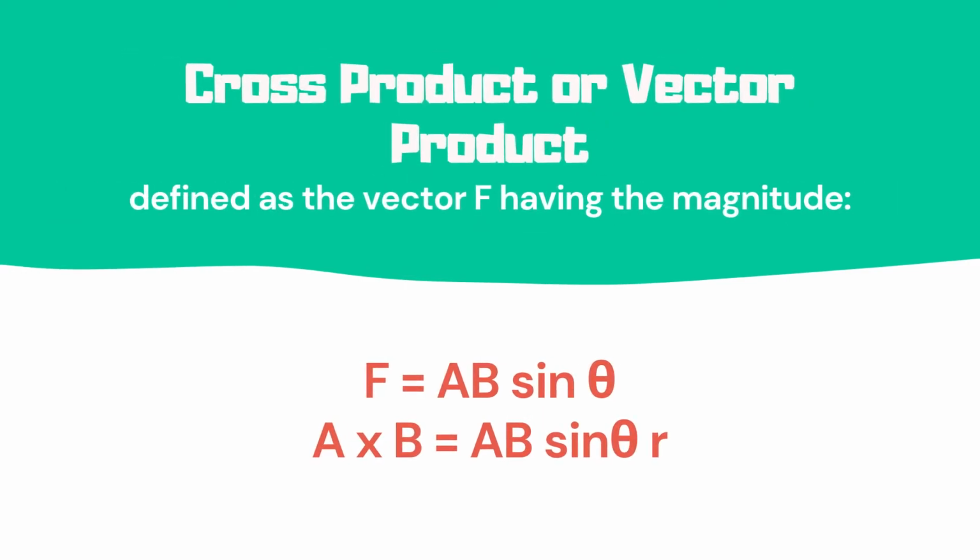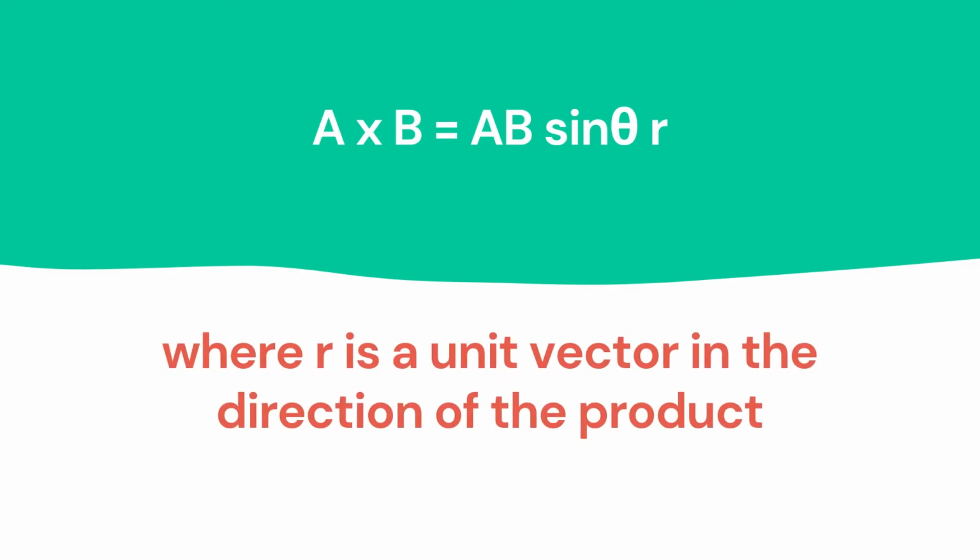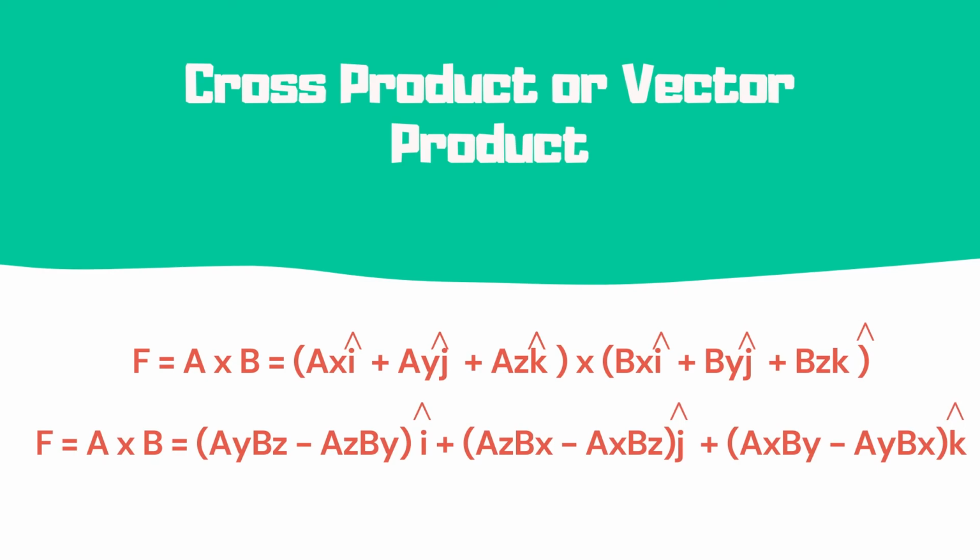And lastly, the cross product. The cross product of two vectors A and B is defined as a vector F having the magnitude F equals AB sine theta, or A cross B is equal to AB sine theta r, where r is a unit vector in the direction of the product. And the formula for these are the following.